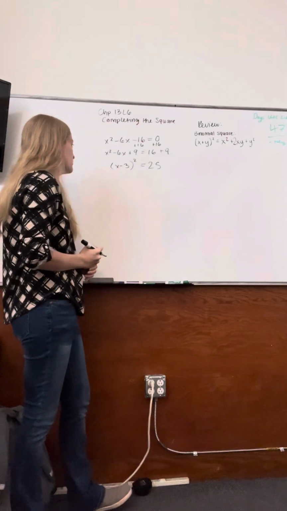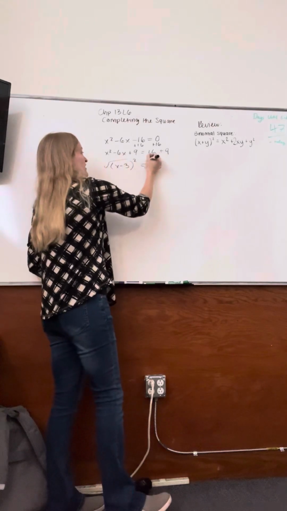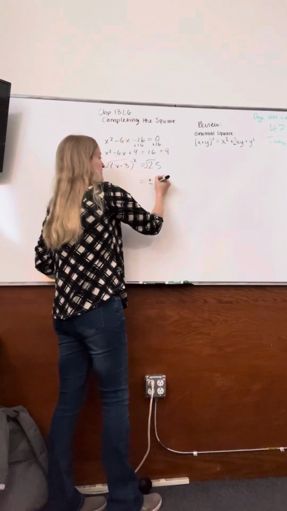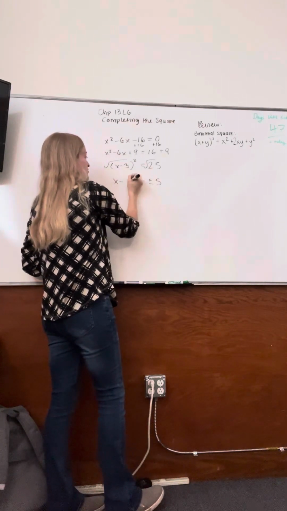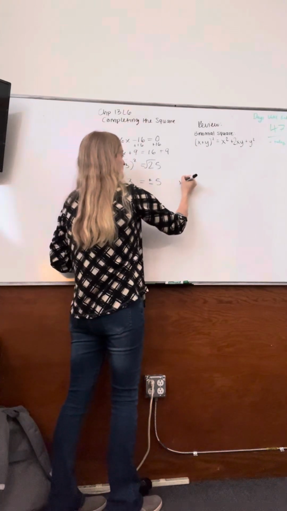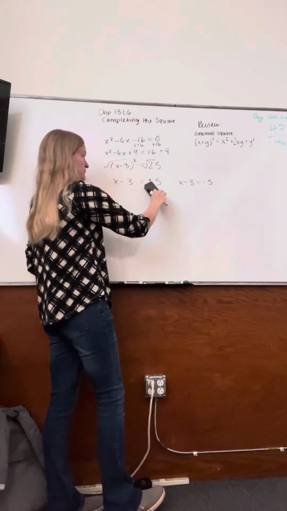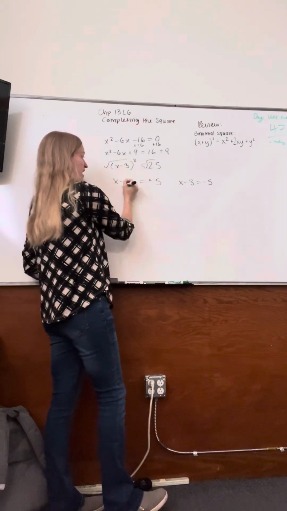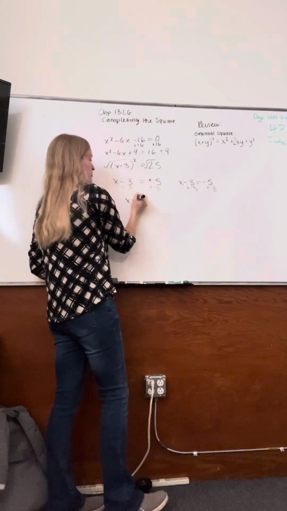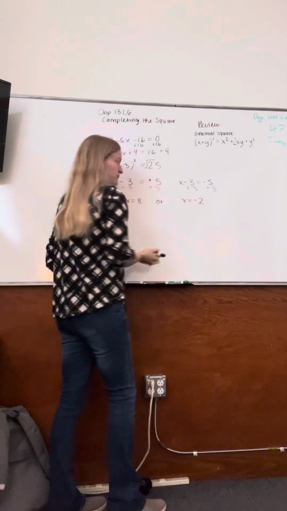So Cadence, what's the next step here to solve for x? Square root. Take the square root of both sides. If I do that, this answer has two possible answers. It could be a positive 5 or a negative 5. x minus 3 could either equal positive 5 or it could equal negative 5. Then we add the 3 to both sides to solve for x. x could equal 8 or x could equal negative 2.